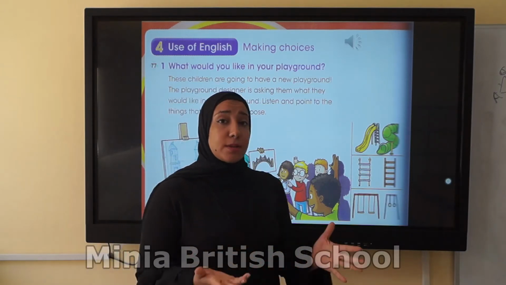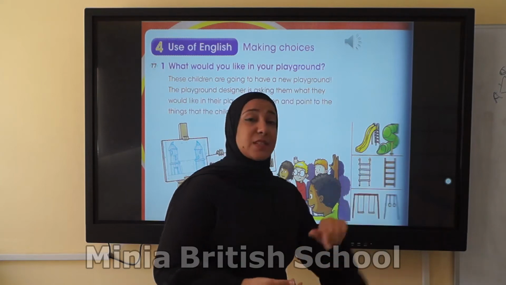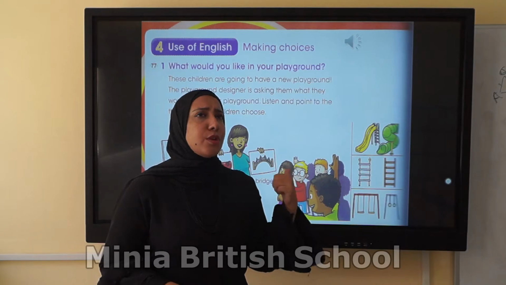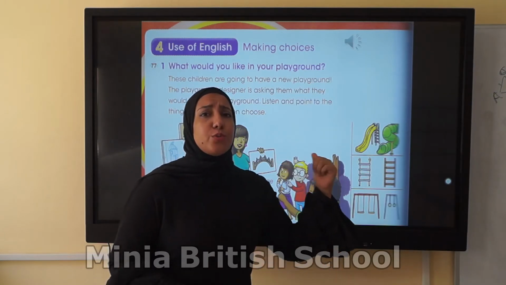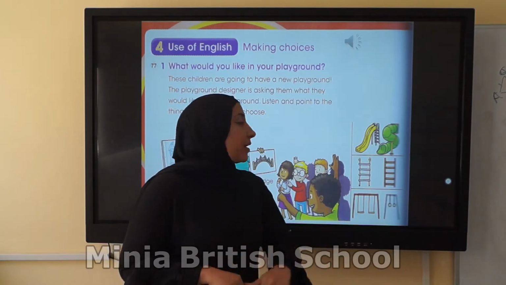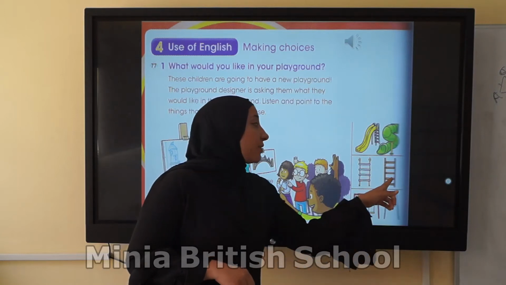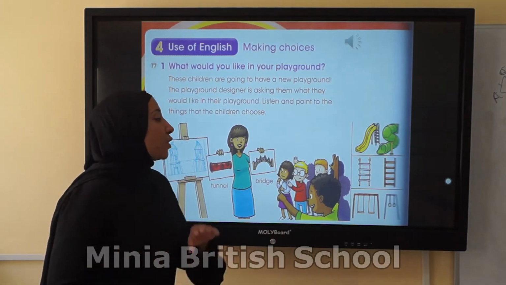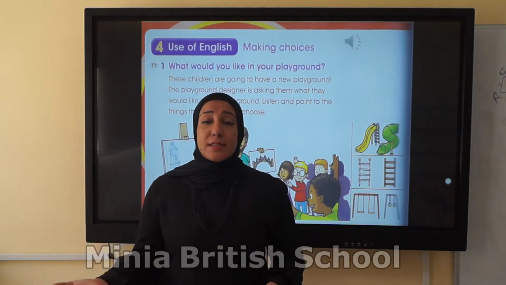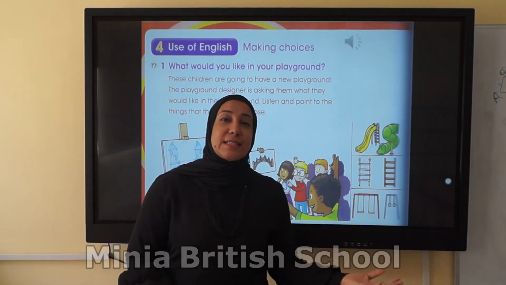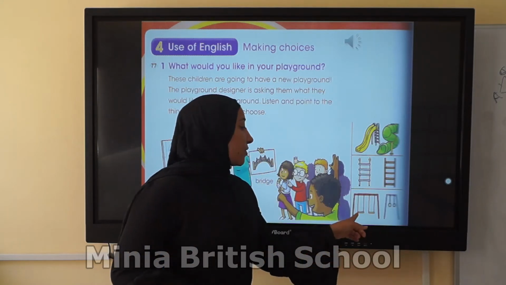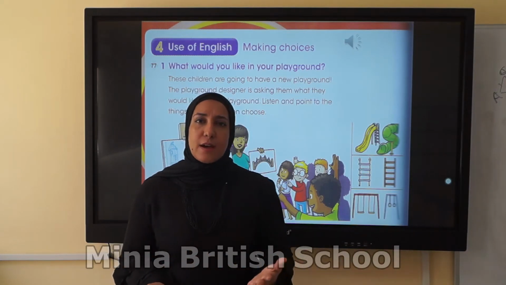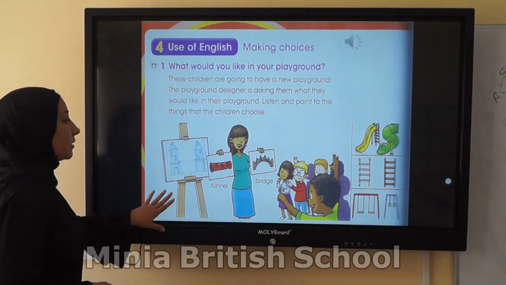Okay. For you, what would you like to have? A straight slide or a curved slide? Okay. And then she asked them, what would you like? A rope ladder or a wooden ladder? This is called a rope ladder and this is a wooden ladder. And then she ended with, what would you like? Swings or rings? Here, these are the swings and here the rings. What would you like to have? Okay.